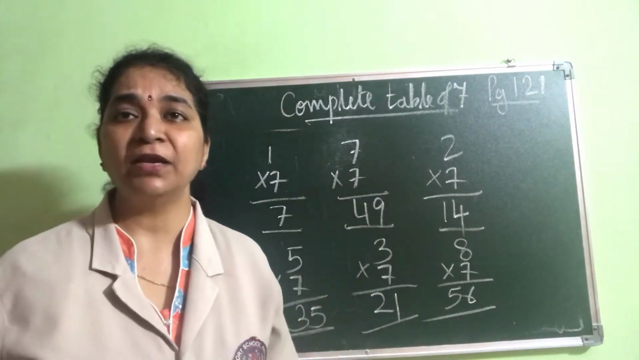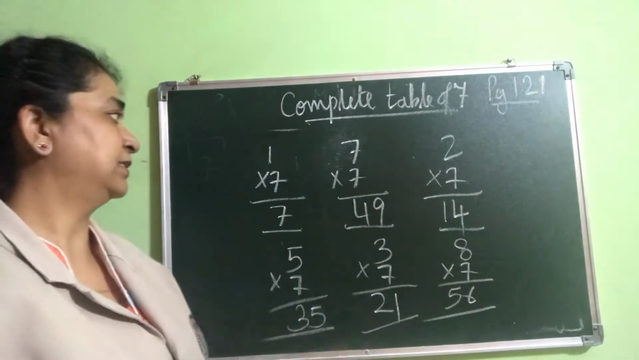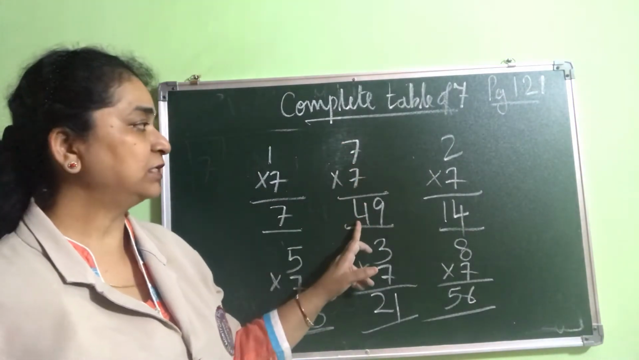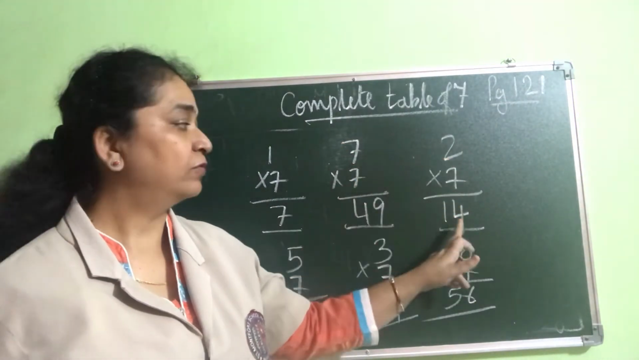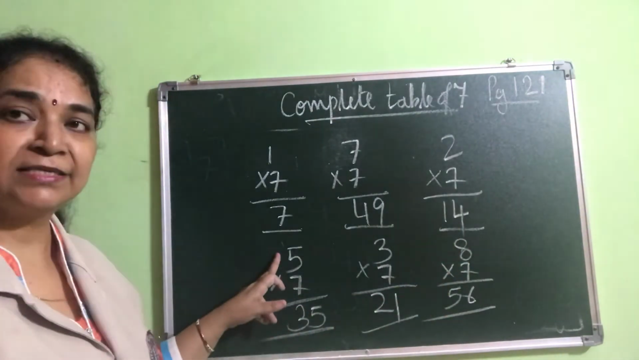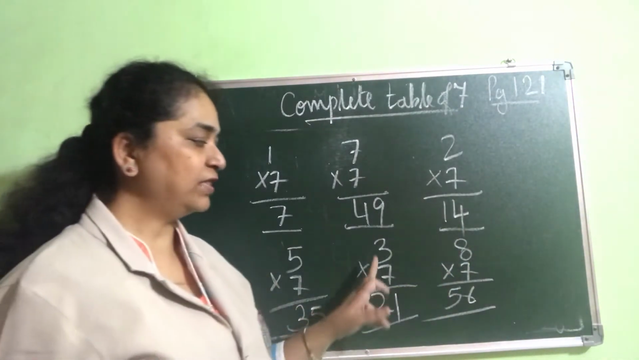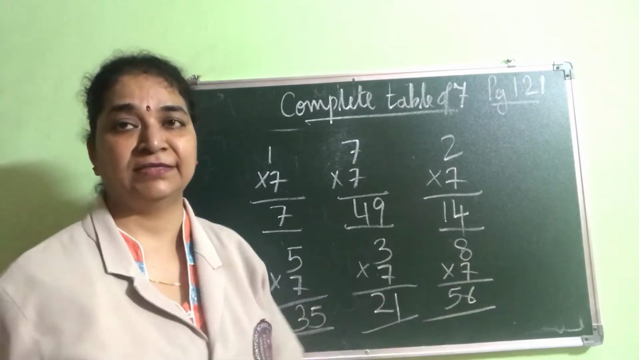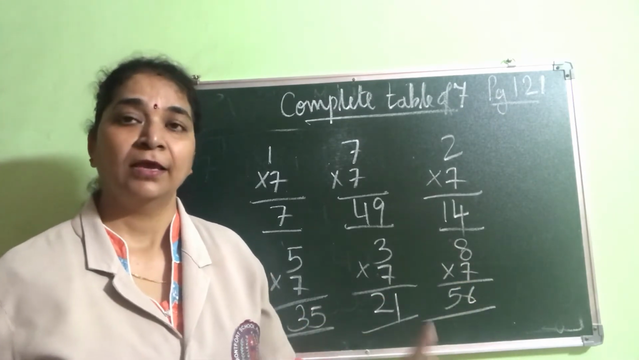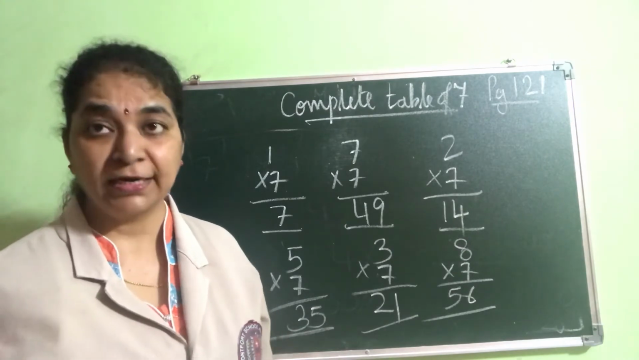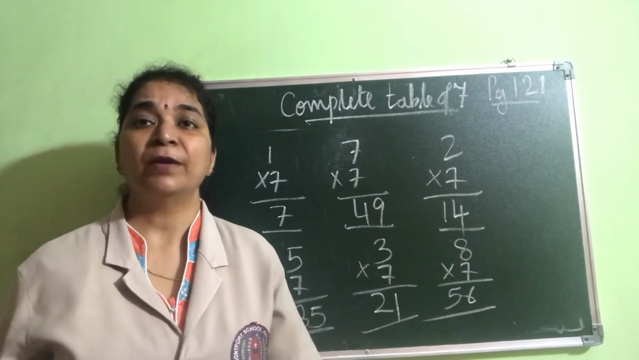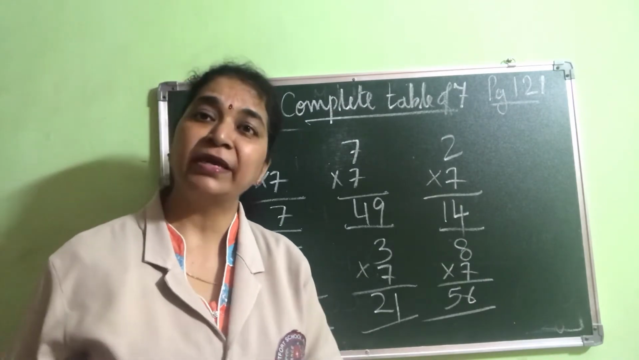You know the table, you will be able to do it very fast. See, 7 ones are 7. 7 sevens are 49. 7 twos are 14. 7 fives are 35. 7 threes are 21. 7 eights are 56. Clear to all of you? So I hope this page you are clear and you are clear with table of 7. If you are perfect in tables, you will be clear.